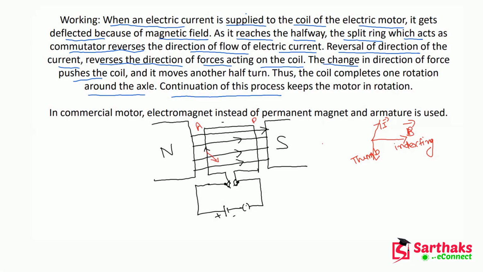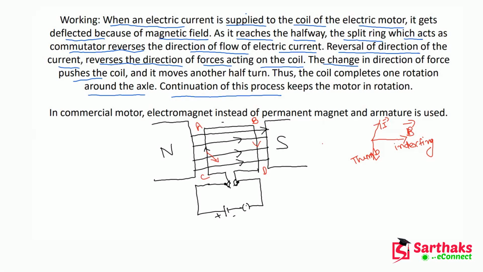Let me give it a name, A, B, C, D. So we just talked about conductor AC. Now what happens with this conductor BD? This current which is flowing in this direction, when it comes to this conductor, its direction will be changed. Here the current will be going up, and when it reaches here, it will change its direction and go down.